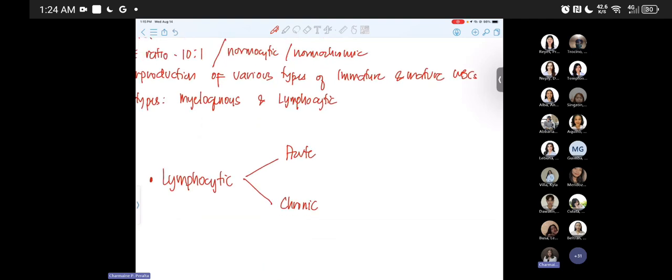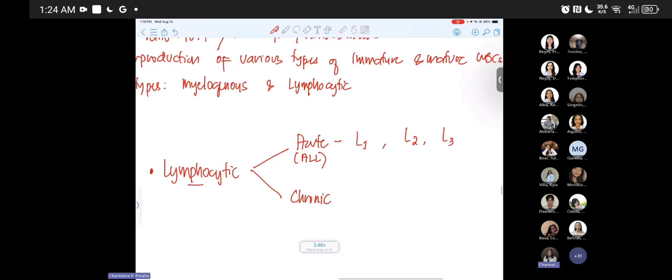Again, ang leukemia, there are two types, myelogenous in origin or lymphocytic in origin. So kapag sinabing lymphocytic leukemia, ang overproduction of cells pertains to lymphocytic series or yung lymphocytic cells. Kapag myelogenous leukemia, there is an overproduction of myelogenous cells, granulocytes, and monocytes. So lymphocytic is either acute or chronic. Ang acute lymphocytic leukemia or ALL is categorized into L1, L2, and L3.